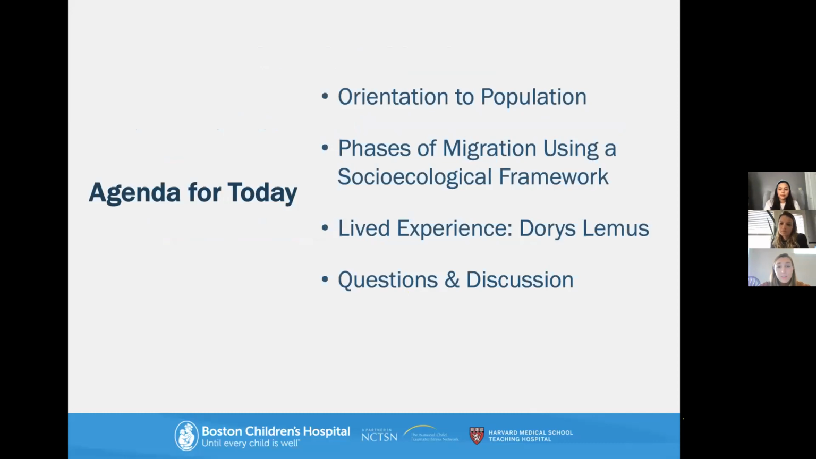Our agenda for today is just a quick orientation to population. We'll be going over some definitions, as language is really important in this topic. We will then go over the different phases of the migration journey using a socio-ecological framework. Doris will then share her own lived experience with us, and then we'll be wrapping up with question and discussion.